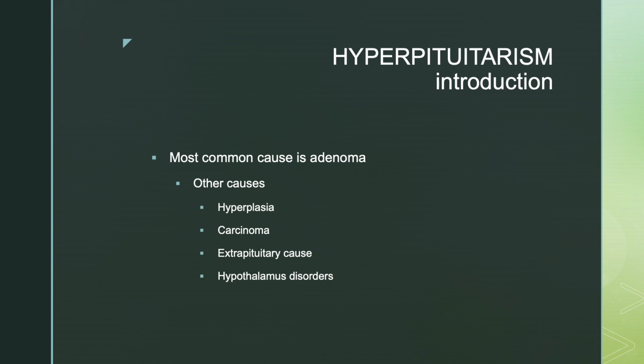Let's discuss further hyperpituitarism. The most common cause, as discussed previously, is adenoma. Other causes include hyperplasia, carcinoma, extrapituitary causes, and hypothalamic disorders. Extrapituitary causes include diseases, specifically cancer, in which there is a secretion by the tumor cells of a material that is similar physiologically to the pituitary hormones.